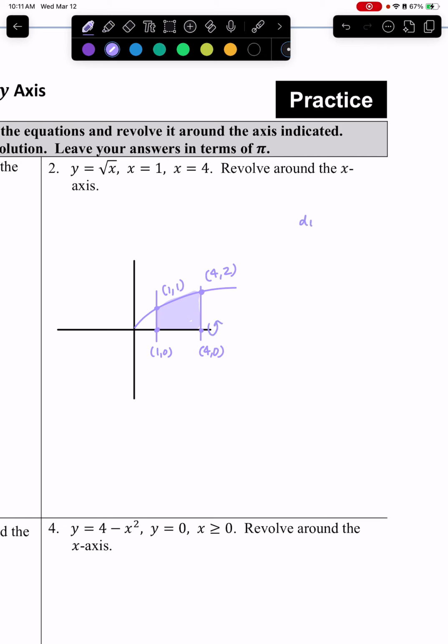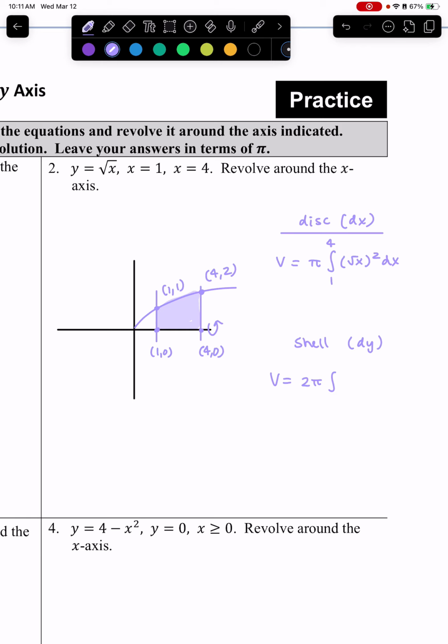All right, so to do disk method again, we're going to have dx. Volume is pi r squared, so volume is pi. Our x values go from 1 to 4, and our radius is simply our y value, which is square root of x, squared, dx. Then for shell method, which is going to be dy, our shells are going to be this way. Again, our radius is going to be y. Volume is 2 pi r h. Volume is 2 pi integral.